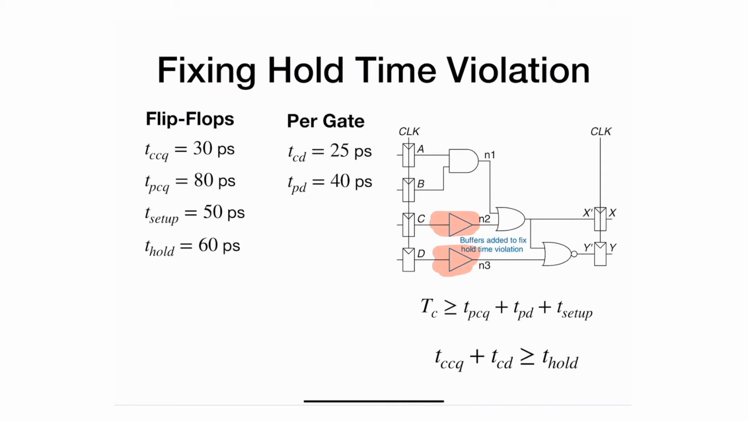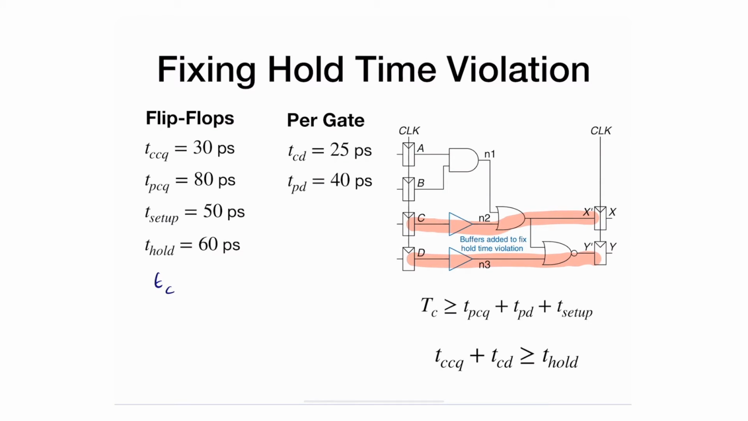So I'm slowing it by adding buffers. What I'm doing right here is effectively making my shortest path, which was here and still is here, at least in this case. My shortest path now passes through 2 gates, so that means my total contamination delay now is not 25, but actually 50 picoseconds, because I'm going through a couple of gates.